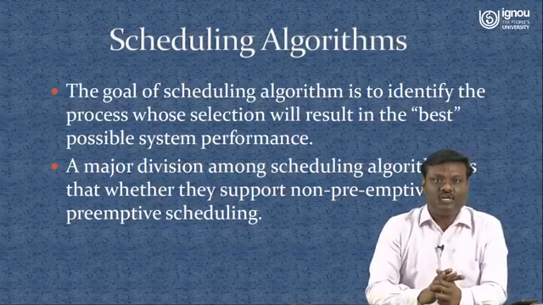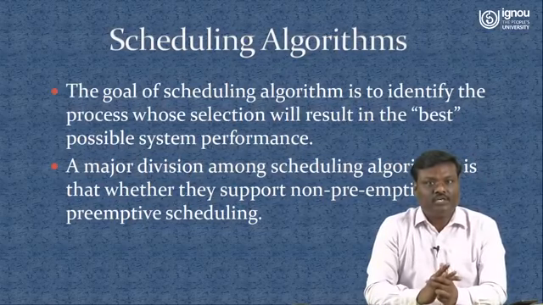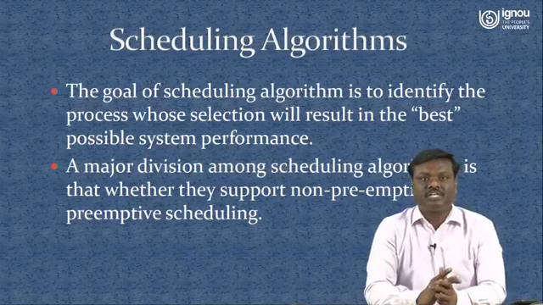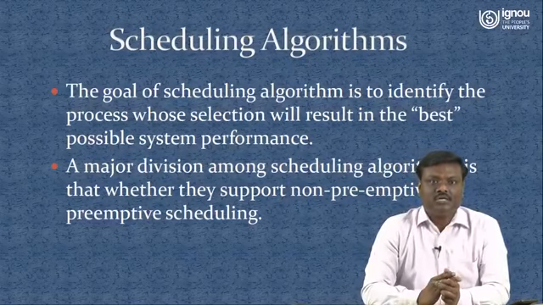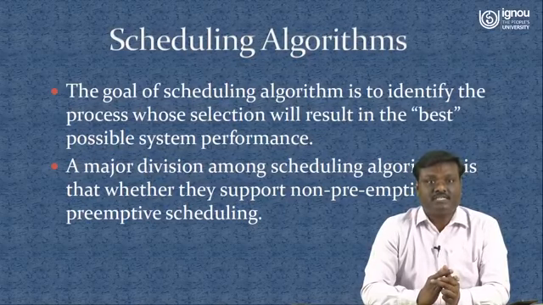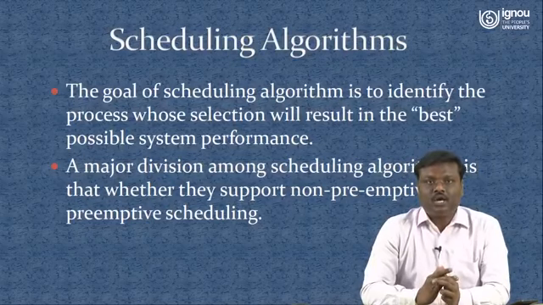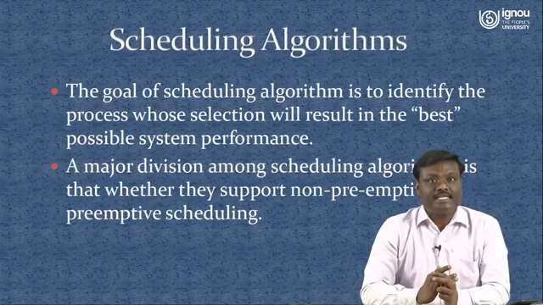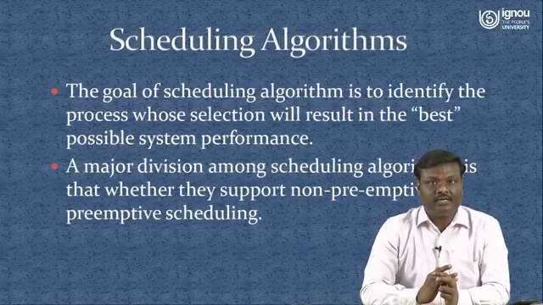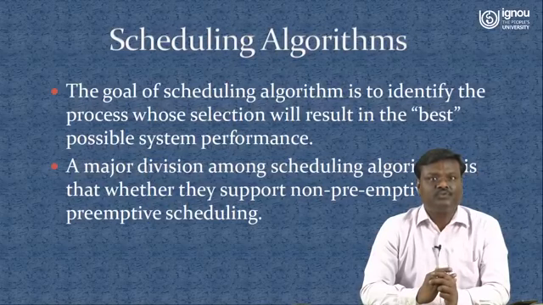There are several algorithms we can talk about in the processor scheduling system. The goal of the scheduling algorithm is to identify the process whose selection will result in the best possible system performance, whether to go in queue order, or honor the priorities, or assign the processor depending upon the events that are happening, whatever the case may be. The ultimate goal is the best possible system performance.